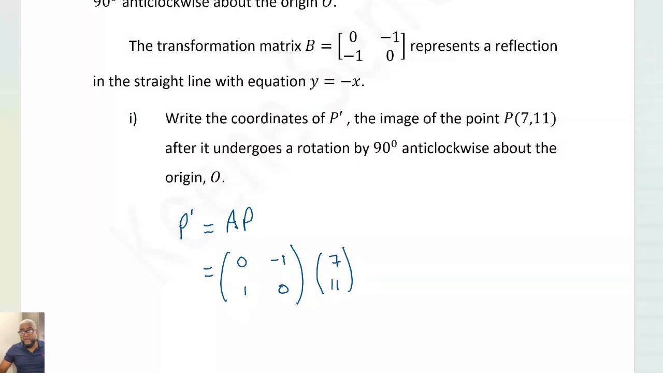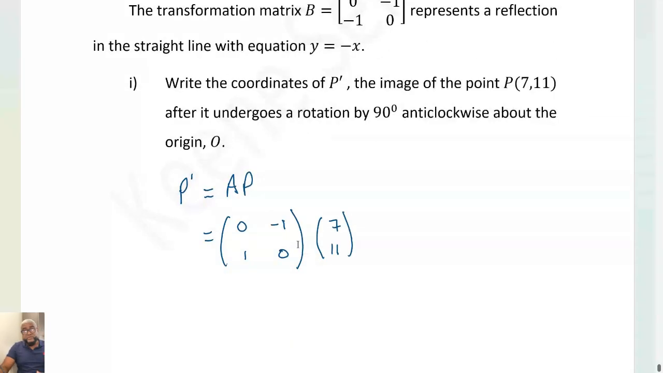So row by column. Online, raise your hand if you did this for part 1. You simply apply the matrix A, which is the rotation of 90 degrees about the origin. This question only looks scary because there are plenty of words there. But the question is very easy. So let me go. Row by column. Talk to me.